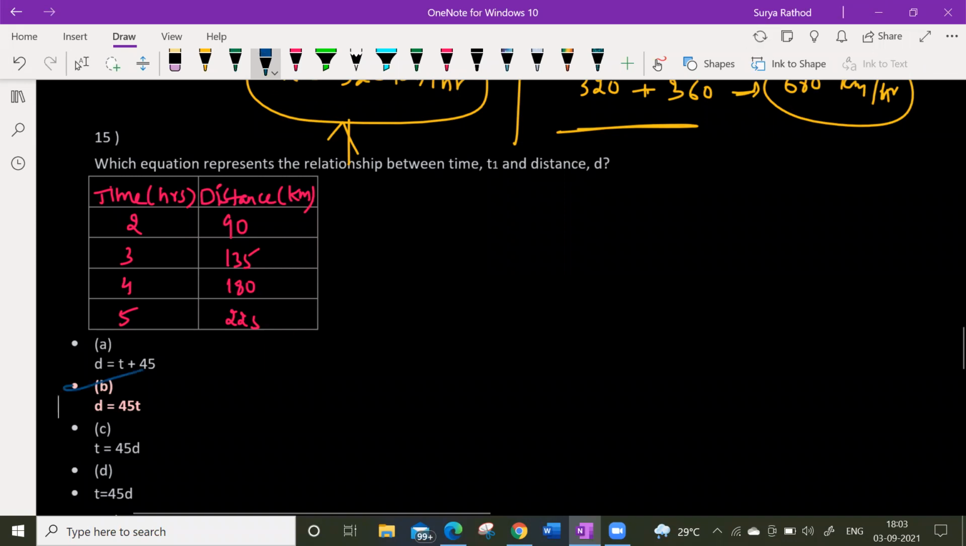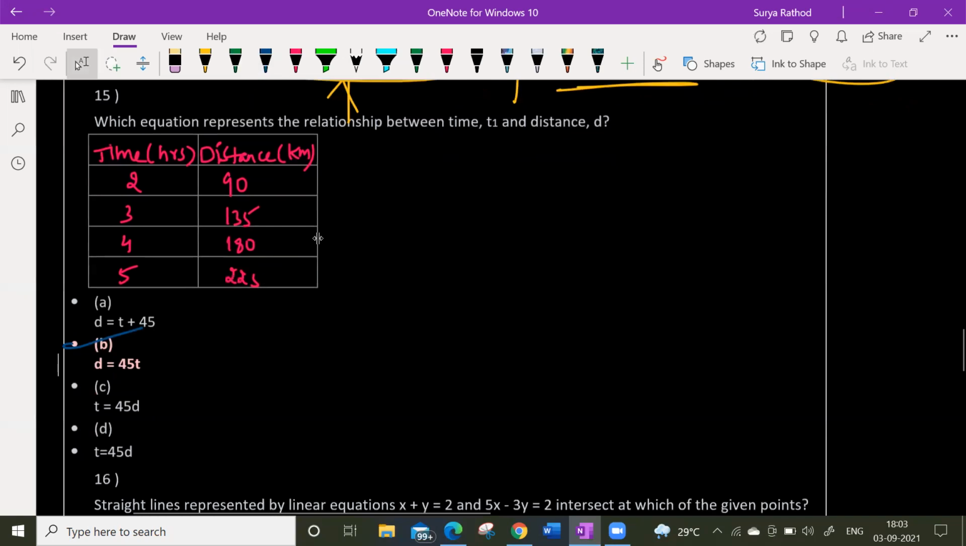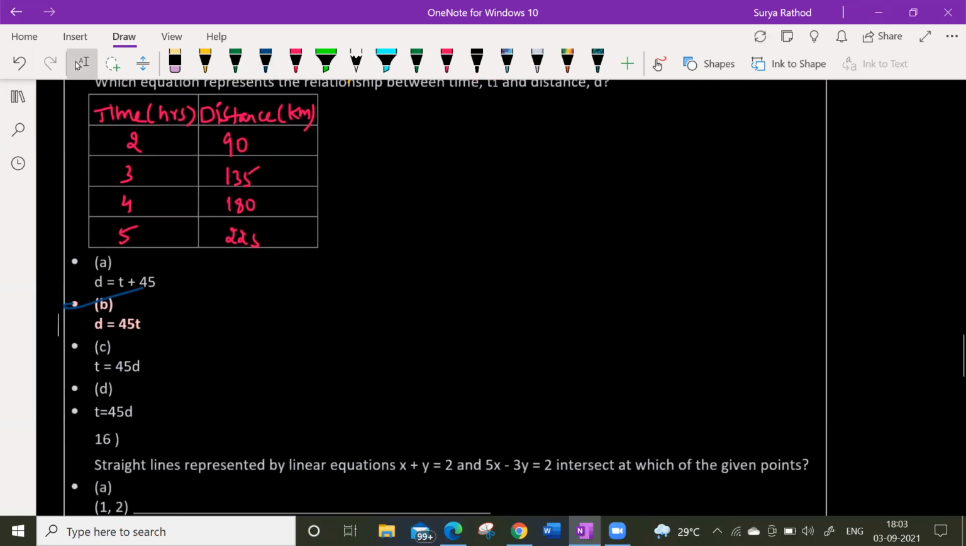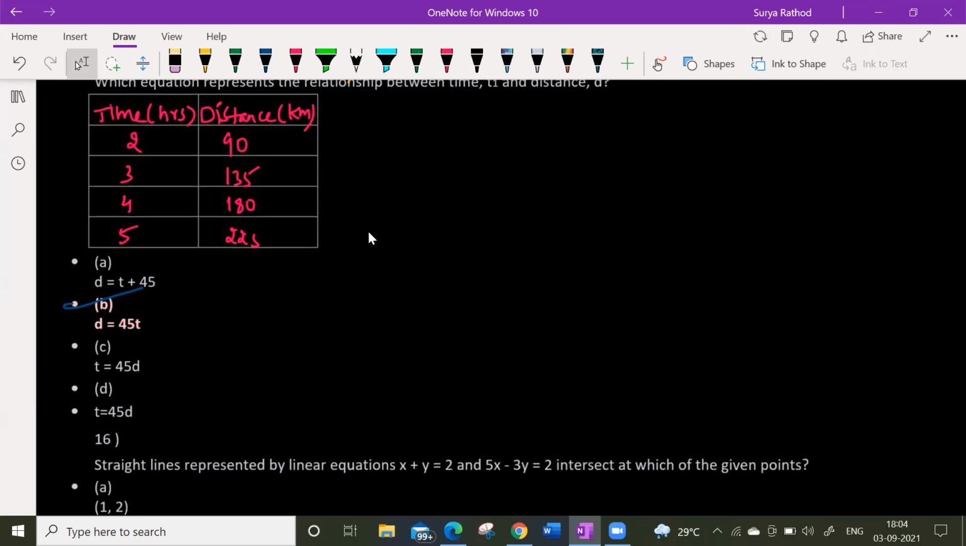Look at this here. The equation represents the relation between the time T1 and distance. Time and distance. D is equal to 40 T. D means what? Distance. 45 T. 45 T is nothing but 45 times 2 is 90, 45 times 3 is 135, and so on.